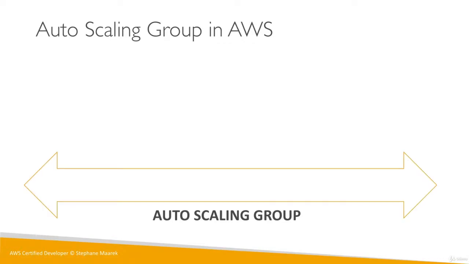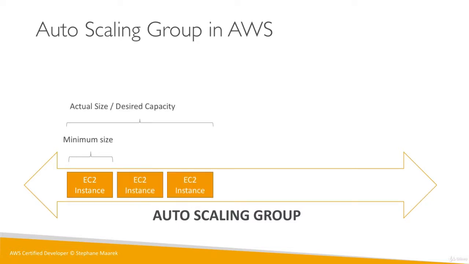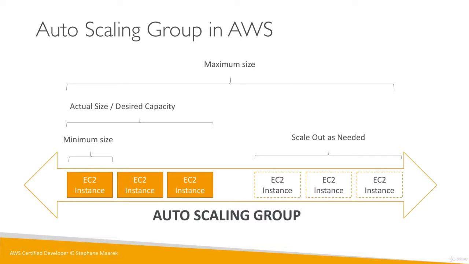Well, here is our beautiful auto-scaling group. It's a big arrow. And so the minimum size, for example, 1 here, is the number of EC2 instances you'll have for sure running into this auto-scaling group. The actual size or desired capacity parameter is the number of EC2 instances running at the current moment in your ASG. And then you have the maximum size, which is how many instances can be added for scale out if needed when the load goes up.